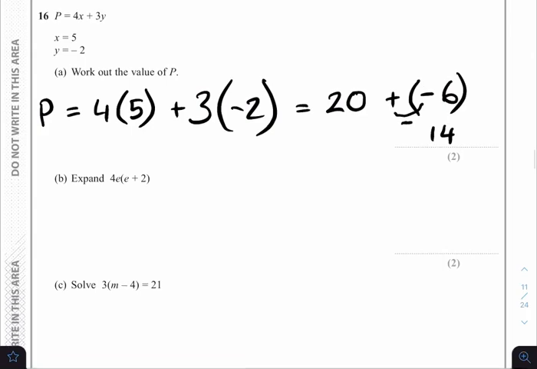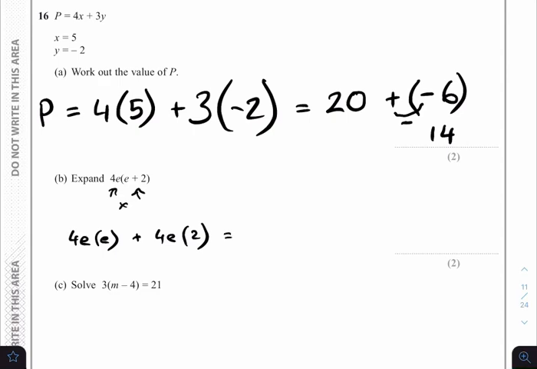Part B, expand 4e and the bracket e plus 2. So when you have a term like this with a term like this, it's basically just a multiplication of everything outside the bracket, inside the bracket. So we'll have two pieces here, 4e multiplied by e, and then because we've got a plus in the middle, plus 4e multiplied by the 2.